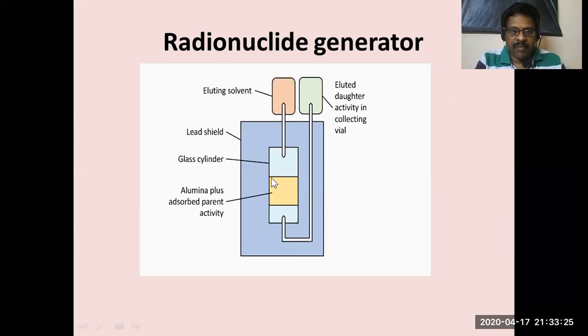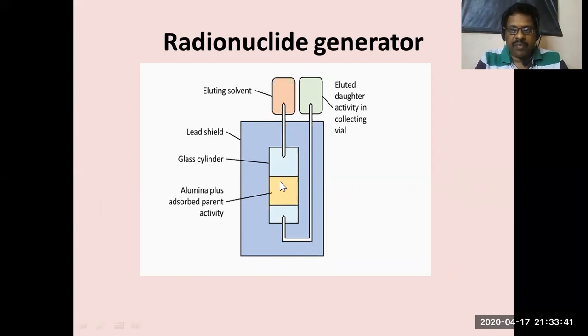Here only the molybdenum will be present. That is the parent nuclide, and it is kept here. It may undergo slow decay. Because of that, technetium will be formed and it will be present here only.